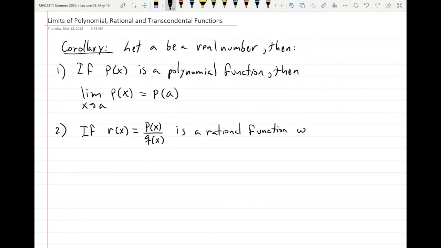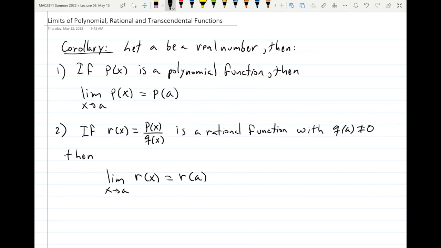It's a rational function, and let's say that the denominator q is not equal to 0 at a. In other words, what I'm saying here is that a is part of the domain of this rational function. So if this happens, then if you want to know the limit, just evaluate. Then the limit as x approaches a of r of x is just the value of the rational function at a. So for polynomial functions and rational functions, you just plug in when you take the limit, as long as the value that you're getting close to with x is part of the domain of the function.